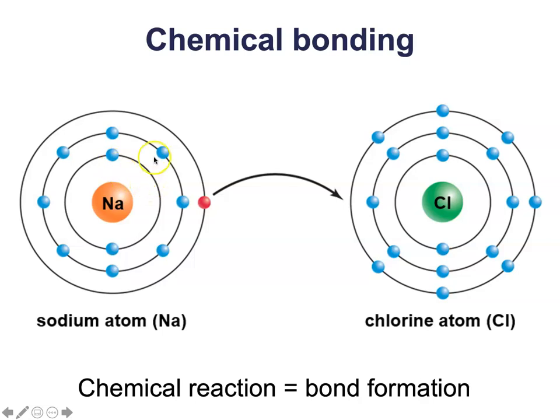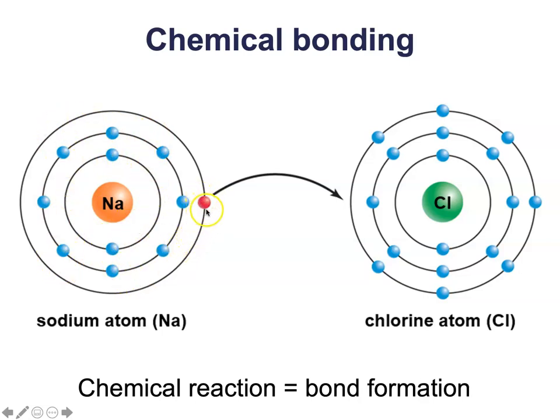So our next energy shell can hold up to 8 electrons. So we're going to put 1, 2, 3, 4, 5, 6, 7, 8 electrons in our second energy shell. How many electrons do we have remaining? We started with 11, we put 2 in the first shell, 8 in the second shell, we have 1 electron remaining.